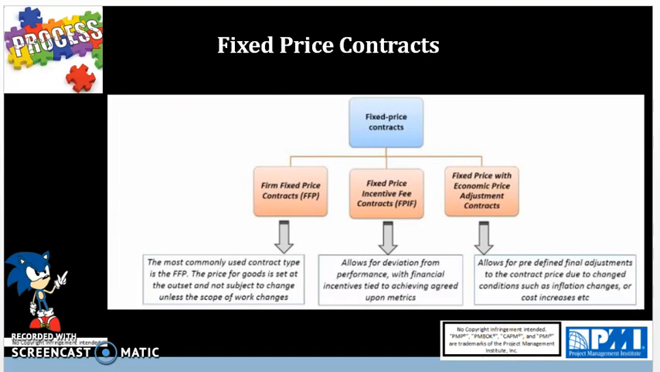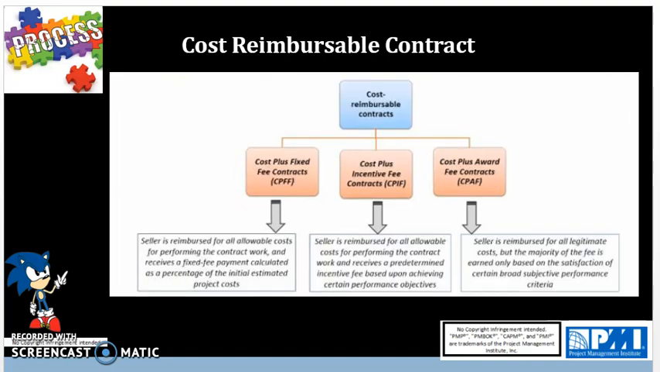The next type is cost reimbursable contracts. And cost reimbursable contracts are used when the exact scope of work is uncertain and therefore costs cannot be estimated accurately enough to effectively use a fixed price contract. This type of contract provides for the buyer to pay the seller allowable and incurred costs to the extent prescribed in the contract. A cost reimbursable contract requires the seller to have an accounting system that can track costs by the project.